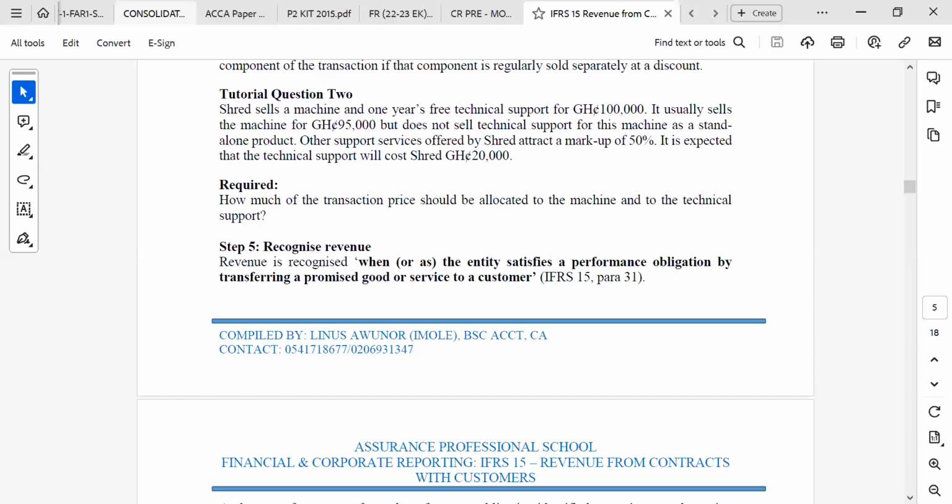...to the recognition of revenue. You can only recognize revenue when a performance obligation has been satisfied. What do we mean by a performance obligation being satisfied? It is when control associated with the goods has been passed on to the customer.